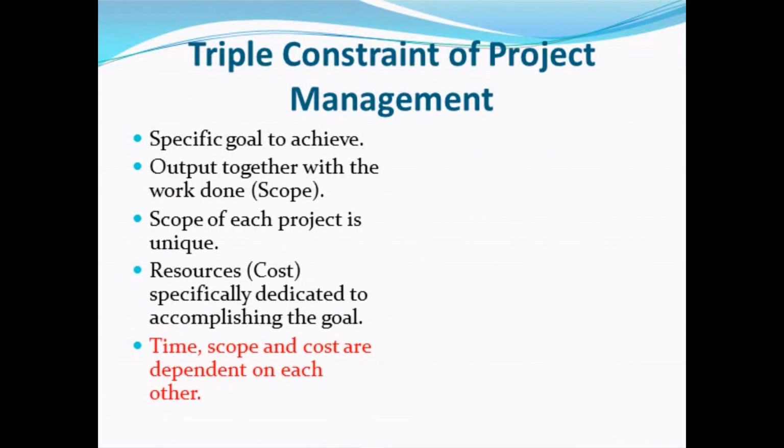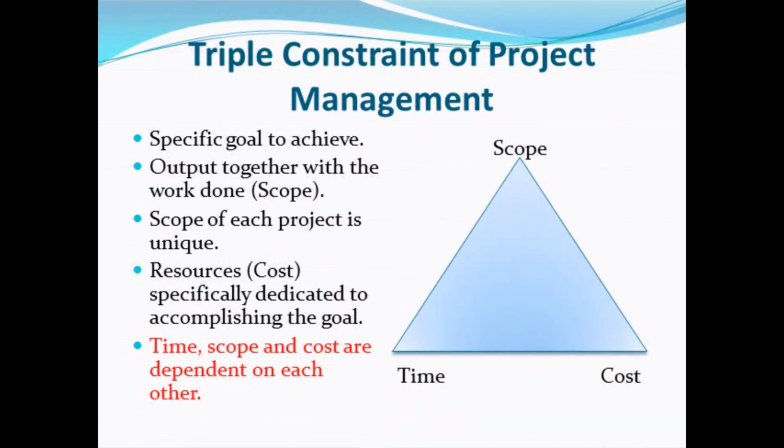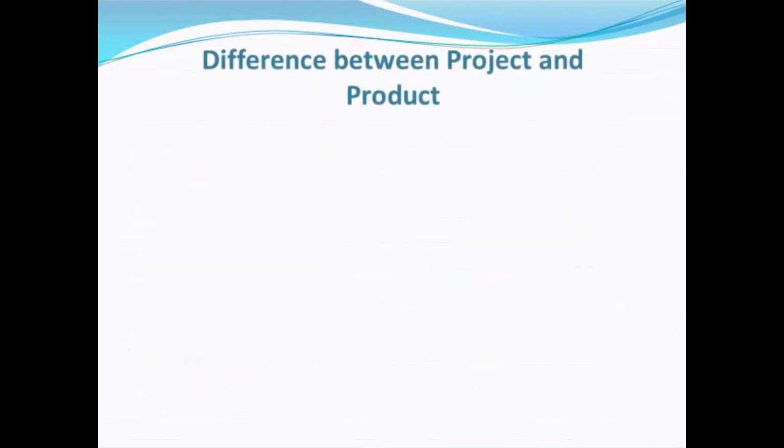The scope of each project is unique. The third key attribute is the cost, which is the resources specifically dedicated to accomplishing the goal in mind. These three attributes form the project management triple constraints. Time, scope and cost are dependent on each other. After determining those at the start, if one of them changes, it will trigger changes in one or both of the others.